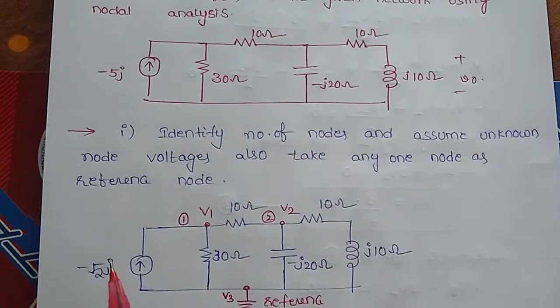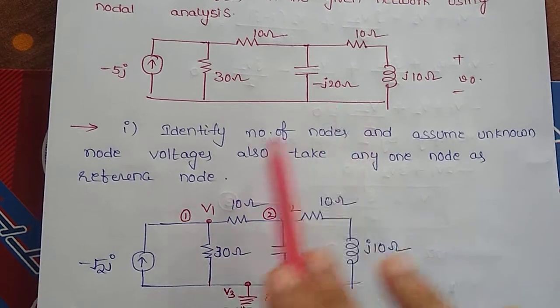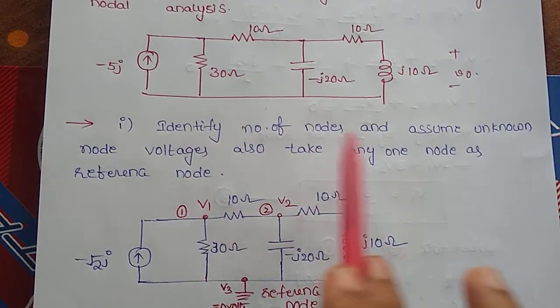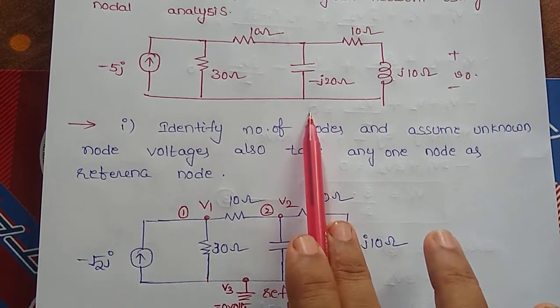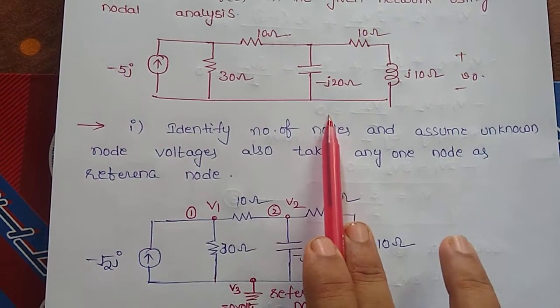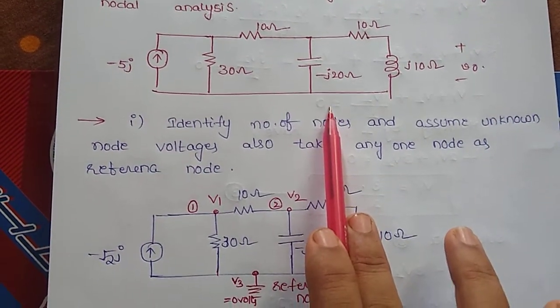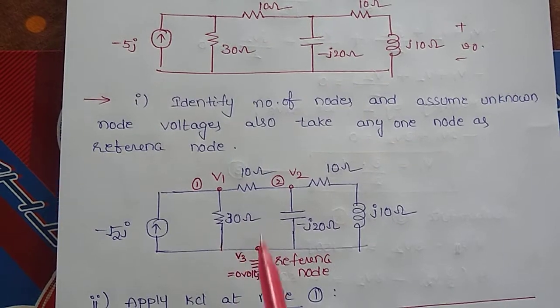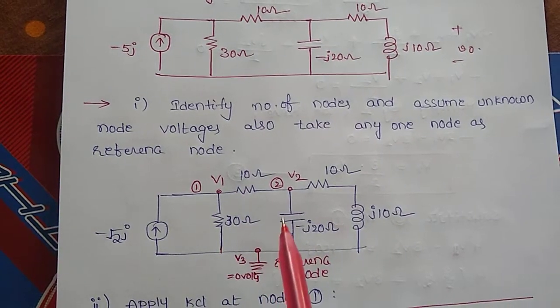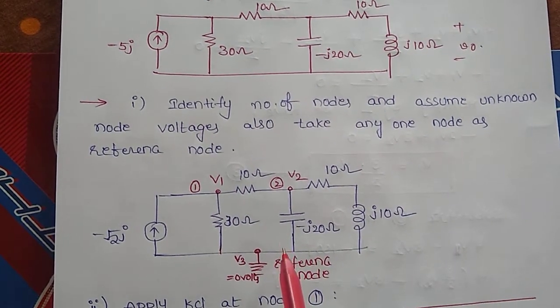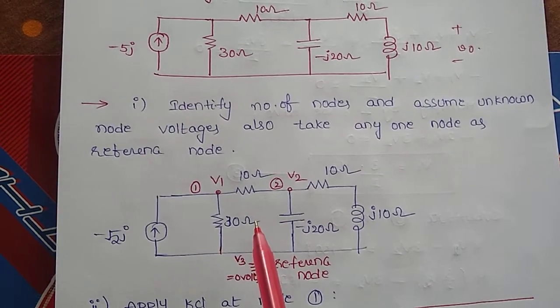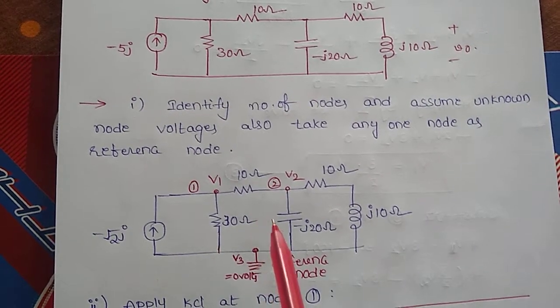Here the first step is, for the given network, we need to identify how many nodes there are in the network, and we have to assume those unknown node voltages. Out of all the nodes, we have to take any one node as the reference node. Except that reference node, we are going to apply KCL and write the KCL equations.